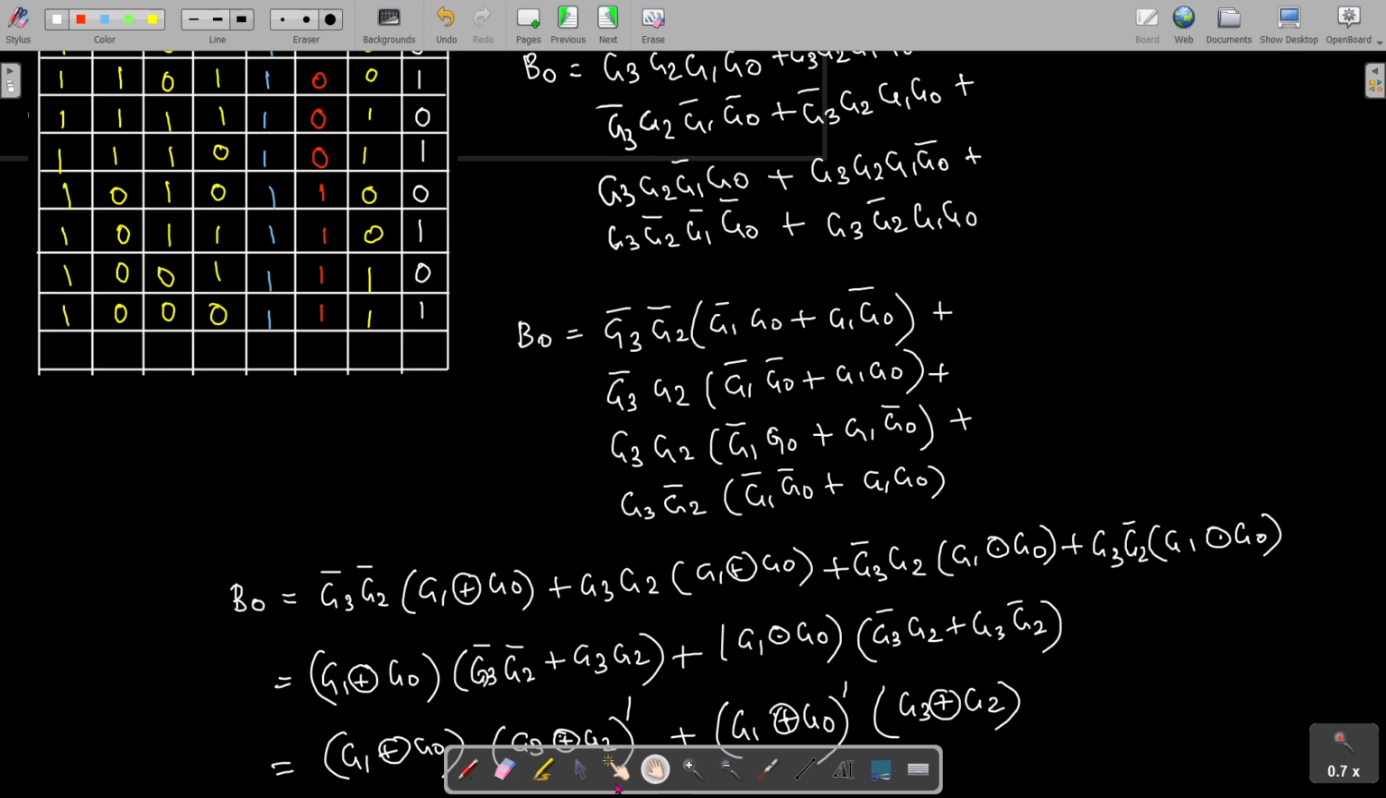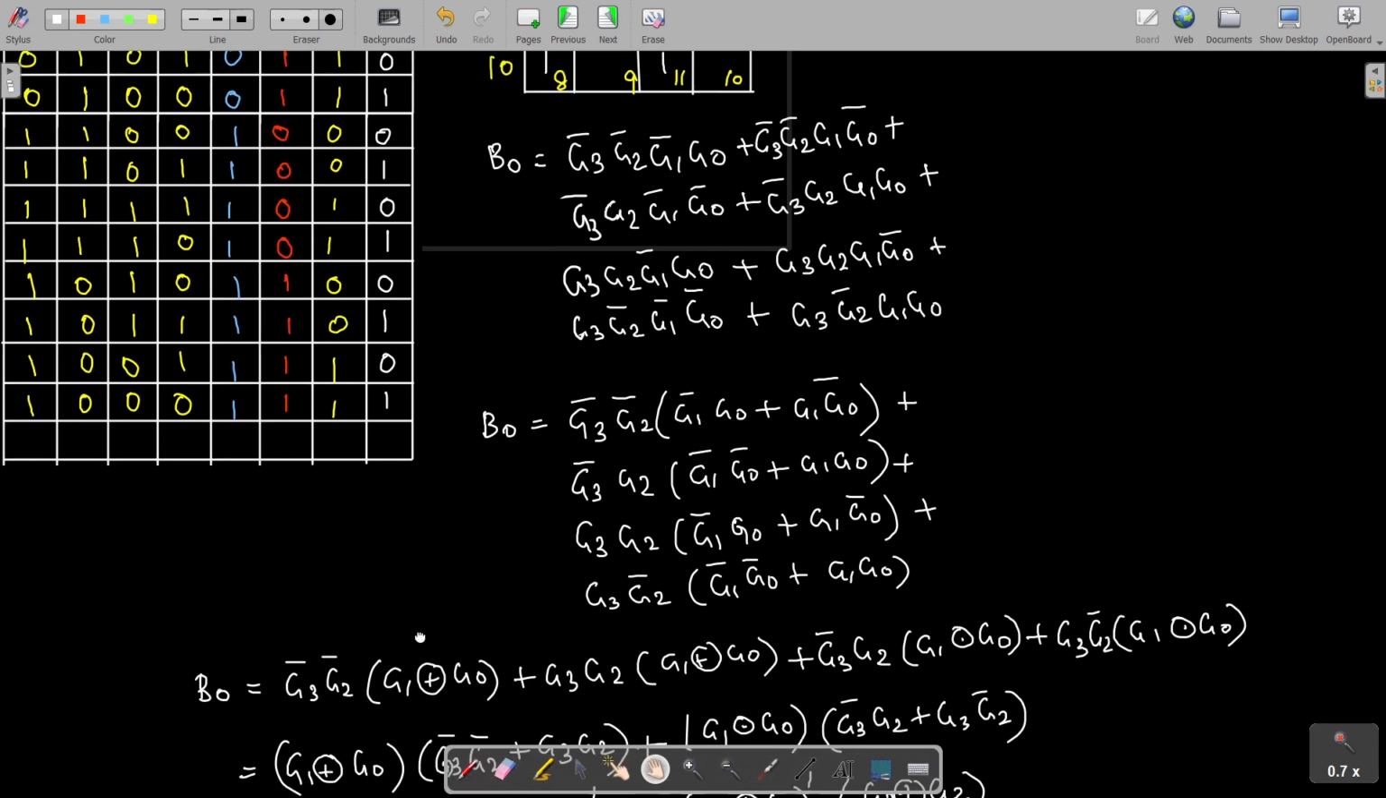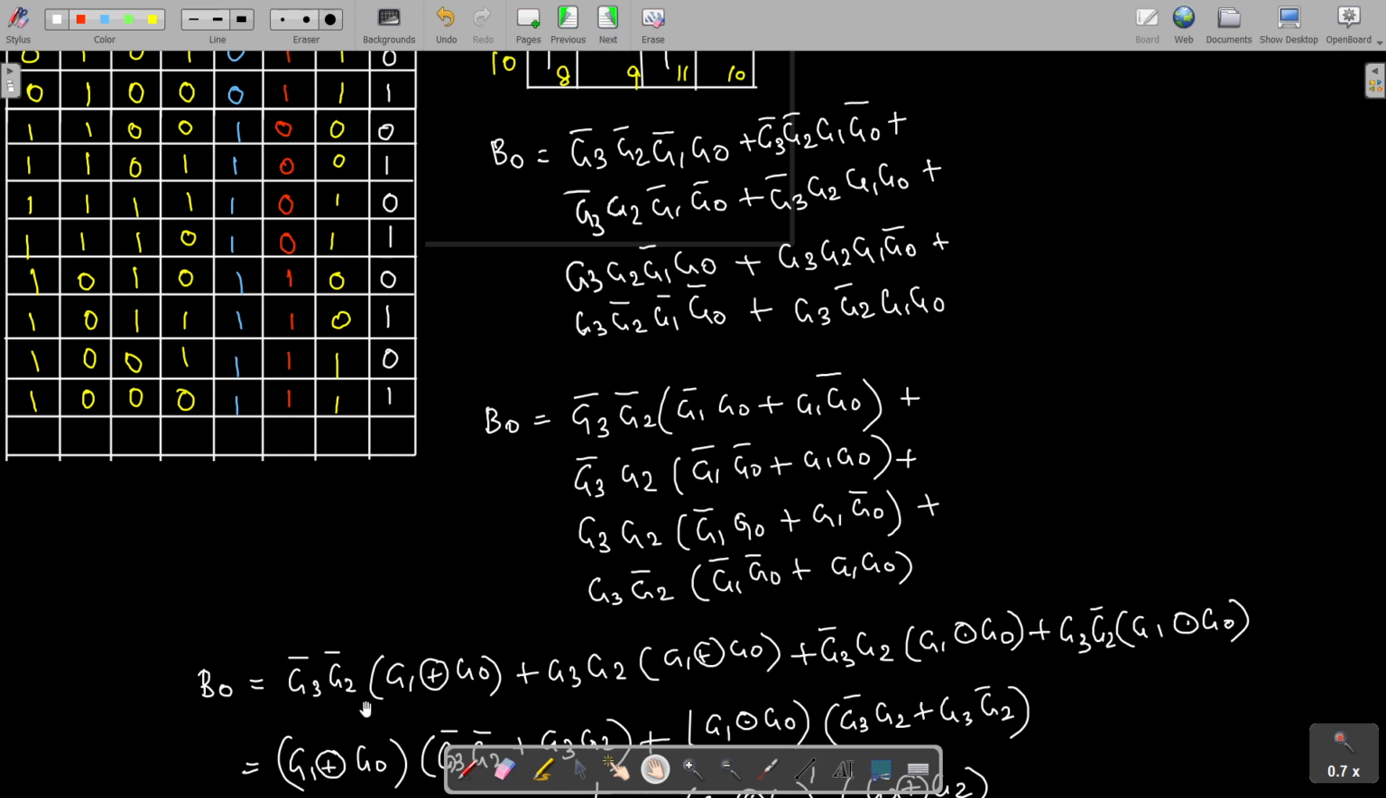Now we can combine the similar terms. So look at here. In these two terms, we have G3 bar, G2 bar common. Okay, so we take it outside. Then you get G1 bar, G0 within bracket plus G1, G0 bar. So you know that this is very well the exclusive OR function, isn't it? Okay, so that would be brought over here. See here the first term is G3 bar, G2 bar, and then this one is written as G1 exclusive OR with G0.